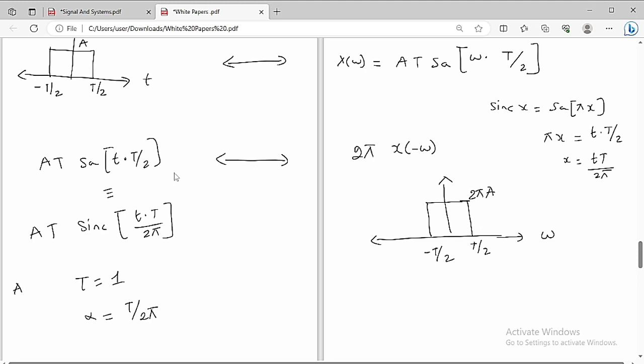If I assume T is equal to 1 and alpha is equal to T by 2 pi, this T is equal to 1 means 1 by 2 pi we are going to get. So substitute here, what are we going to get? T is equal to 1 and alpha is equal to 1 by 2 pi. Then what are we going to get here? Simply, this is 2 pi a.